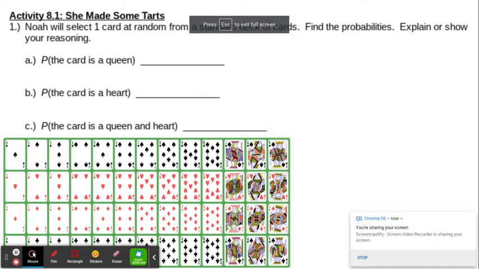Okay, let's take a look at activity 8.1. She made some tarts. Noah will select one card at random from a standard deck of cards. Find the probabilities, explain or show your reasoning.